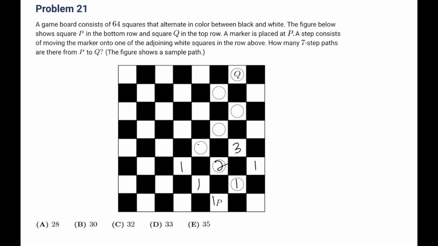3, 3, 6, 4, 3, 9, 10, 19, 9, 28. So that means that there's 28 ways to go from P to Q, and that's answer choice A.